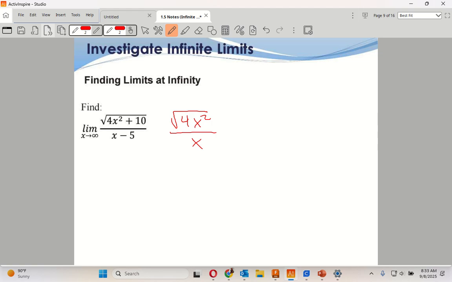But what is this going to give me? The square root of 4x squared is 2x, right? Because the square root of 4 is 2, and the square root of x squared is x, over x. My answer is 2. Is that crazy?